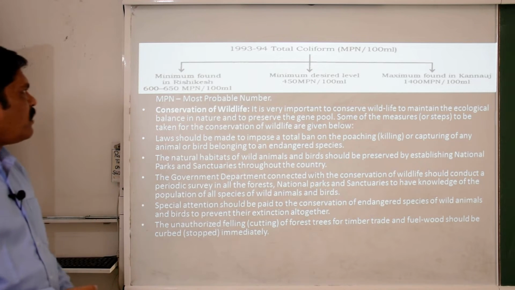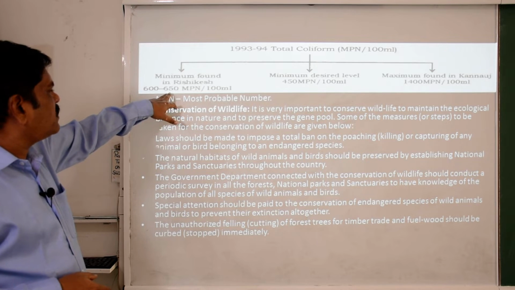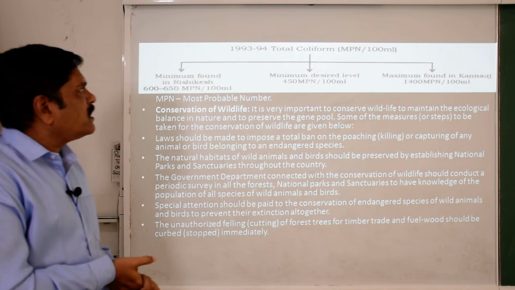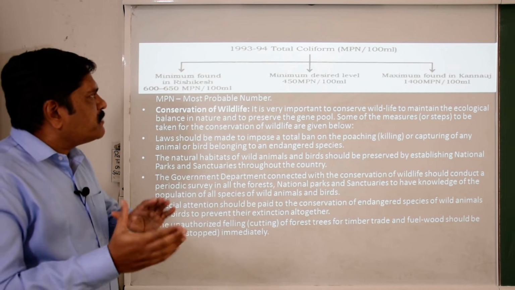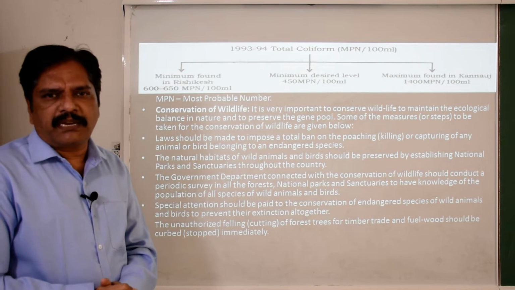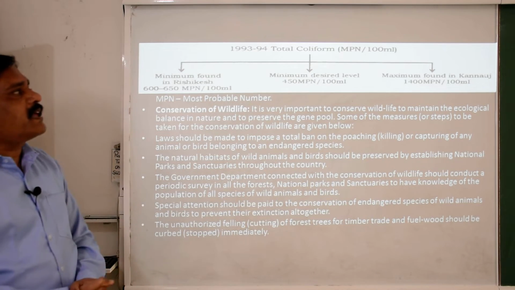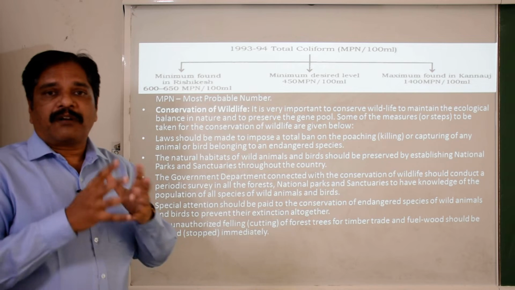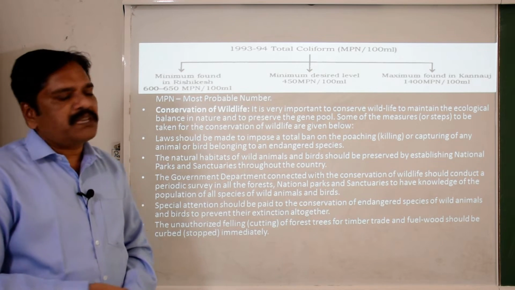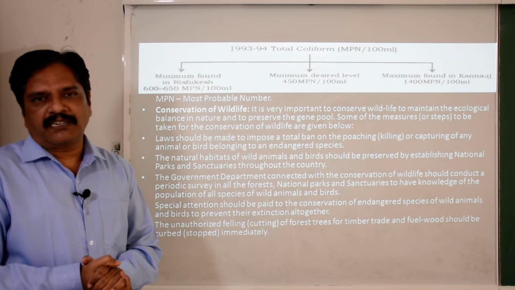This is the result: the most probable number per 100 ml of water. It was minimum in Rishikesh, hardly ranging between 600 to 650 MPN per 100 ml. And actually, what is the minimum desired level? Near about 450 MPN per 100 ml. But in Kannauj we observed that it was nearly 1400 MPN per 100 ml.